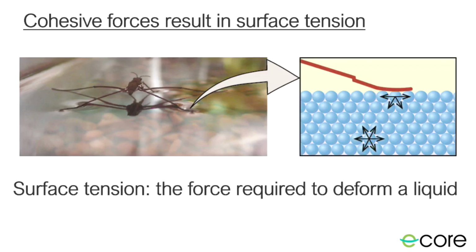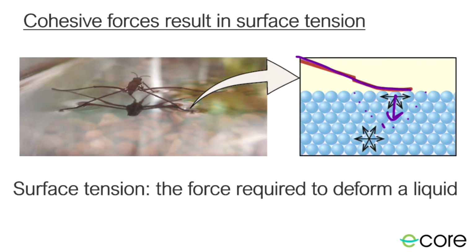So what's surface tension? Surface tension is the force required to deform a liquid. And here we see this bug's leg coming down on the water. And if it wants to deform that water, it has to apply a force because more of these molecules then are going to be exposed to the air, and they're not going to be hanging out in the middle of water like they'd like to. So surface tension is the force required to deform a liquid.